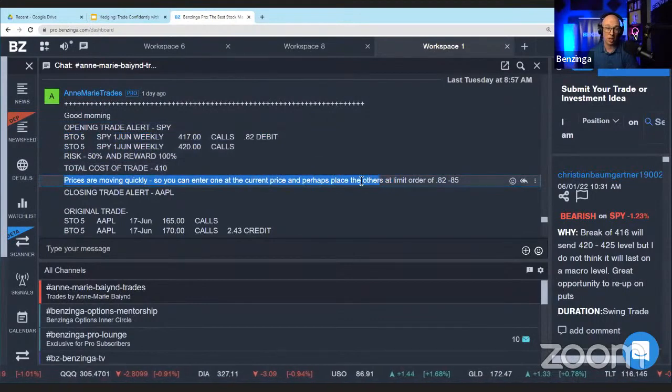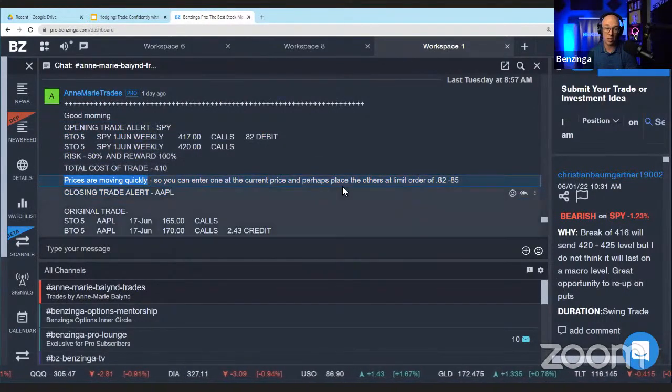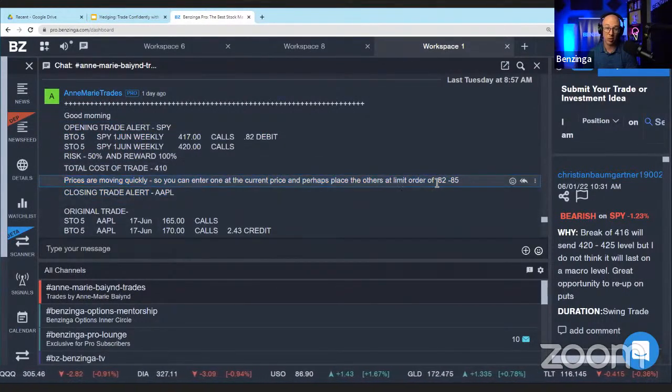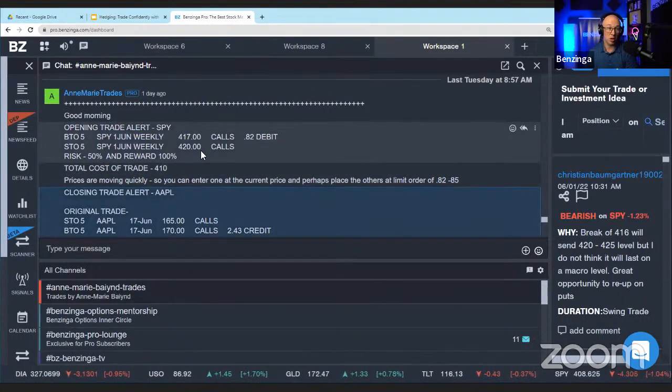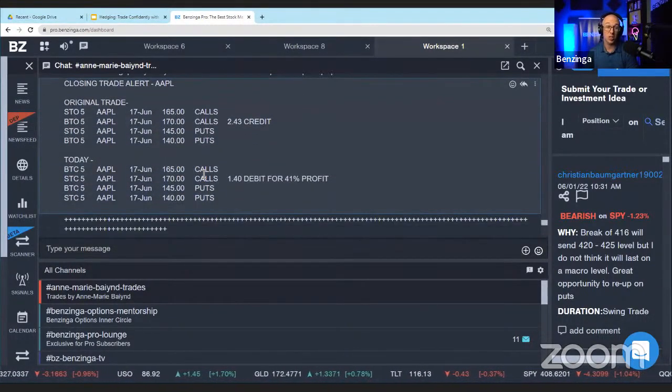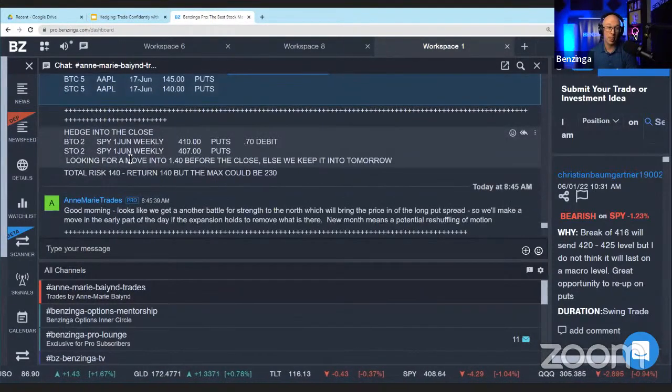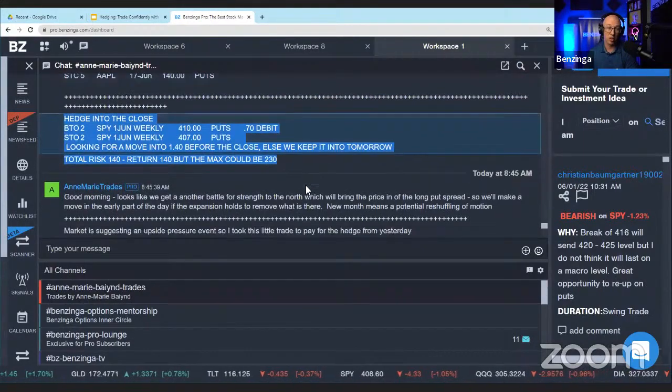Prices are moving quickly, so you can enter one at the current price and perhaps place the others at a limit order of 82 to 85 cents. So yeah, she's giving you opening trade alerts and closing trade alerts, and you can see that this was a closing trade alert on Apple for a 41% profit. And then she's also telling you how to hedge additional trades.